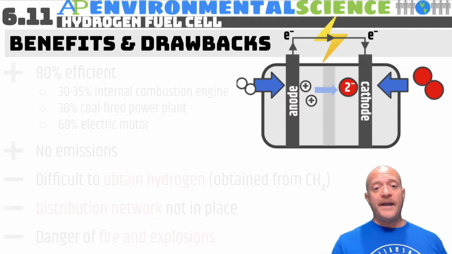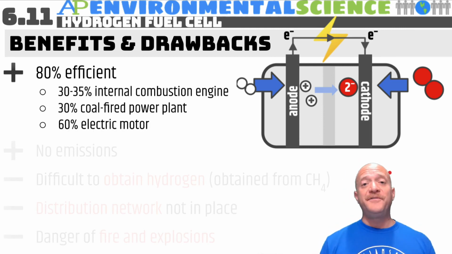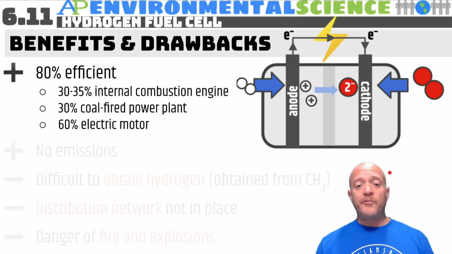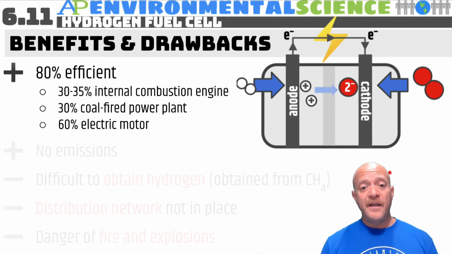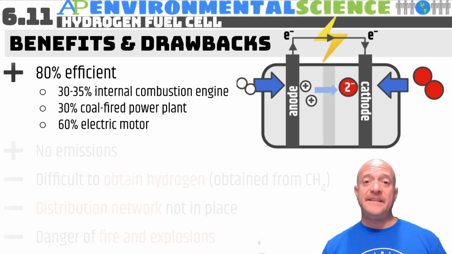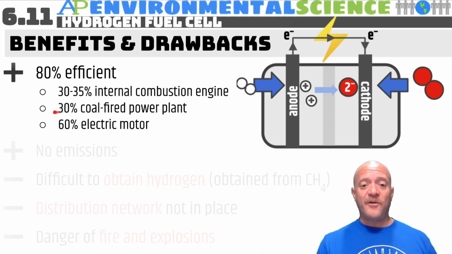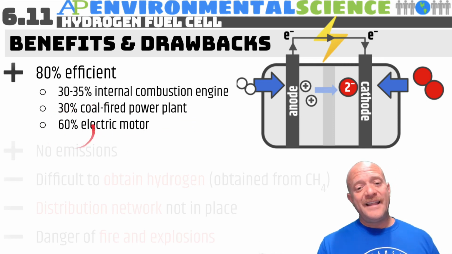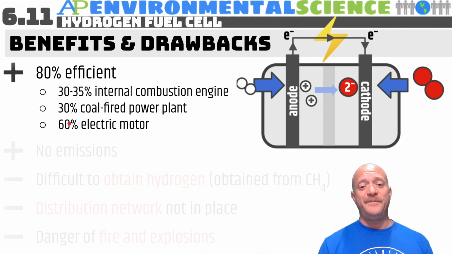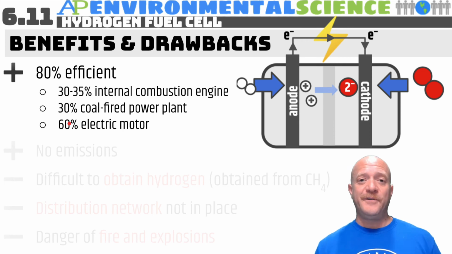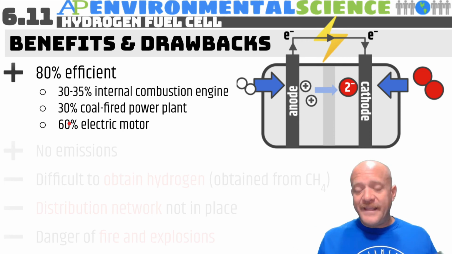Now, here are some benefits and drawbacks overall. For starters, a hydrogen fuel cell is about 80% efficient. A regular internal combustion engine powered by gasoline is between 30-35% efficient. A coal-fired power plant is only 30% efficient, and an electric motor is 60% efficient. However, when you're talking about a 60% electric motor and a coal-fired power plant that is only 30% efficient, your overall percent of efficiency is going to be lower because you're losing a lot of energy when you convert the fossil fuel into electricity. But that's for another day.